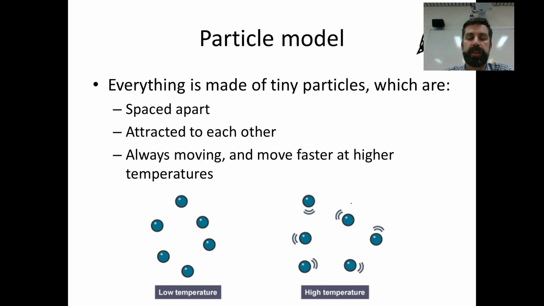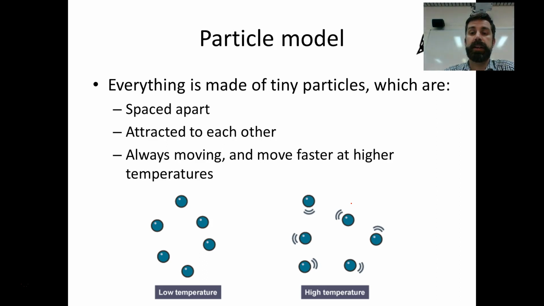So the particle model says that everything is made up of tiny little particles. So you might think of these as like atoms, but we could be talking about molecules as well, but just sort of tiny little particles. And these particles are all spaced apart. They're attracted to each other, and they're always moving. And they move faster when the temperature gets higher. So as the temperature heats up, they're actually going to move faster. That's a really important point that we're going to come back to.